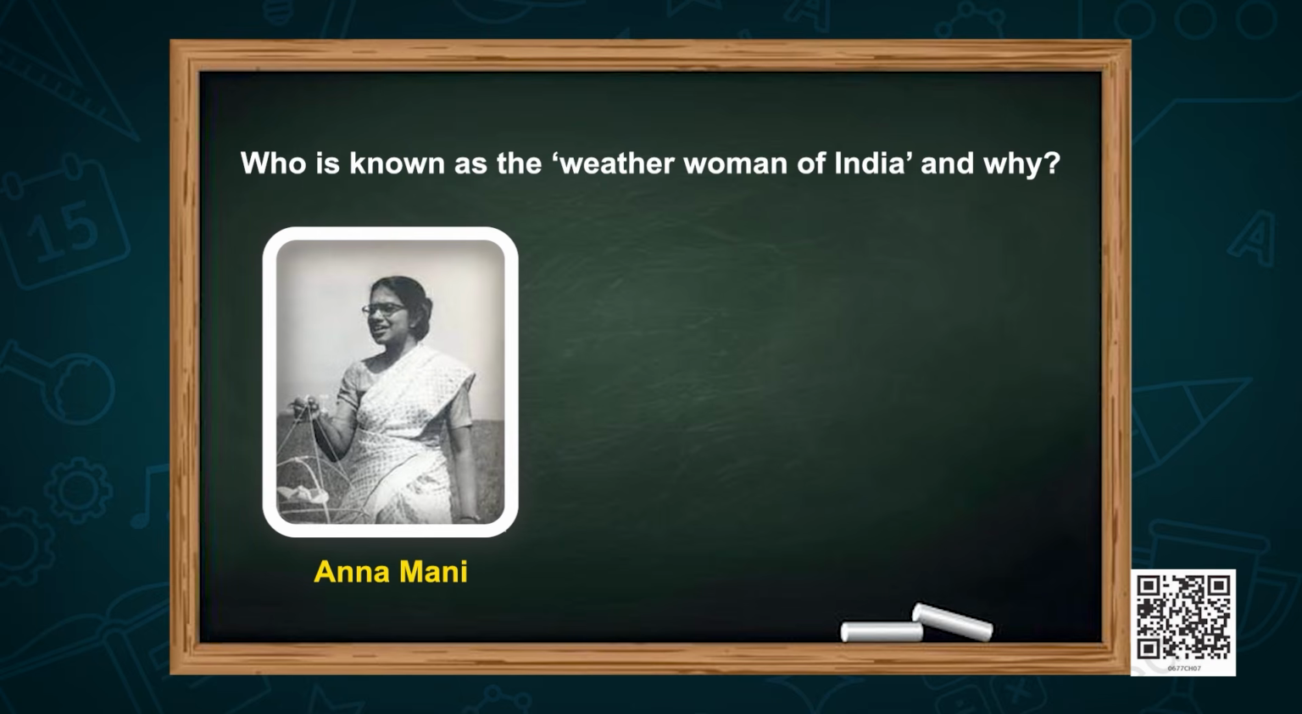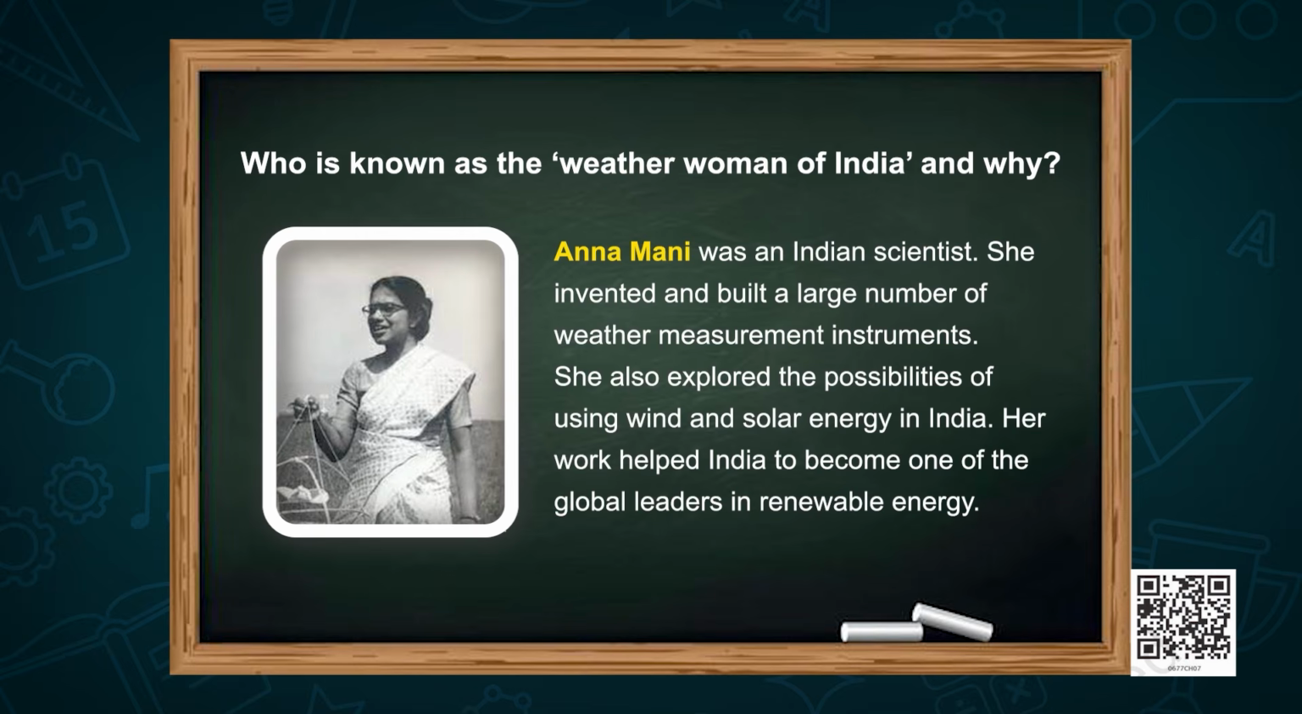Dear students, who is known as the weather woman of India and why? Yes, Madam Anna Mani. Let us know why she is said to be the weather woman of India. Anna Mani was an Indian scientist. She invented and built a large number of weather measurement instruments. She also explored the possibility of using wind and solar energy in India. Her work helped India to become one of the global leaders in renewable energy.